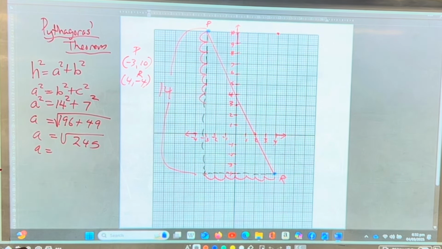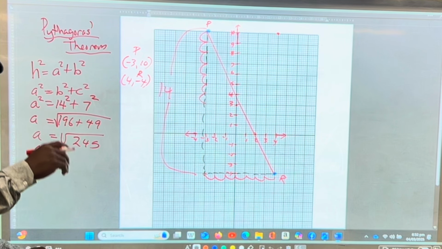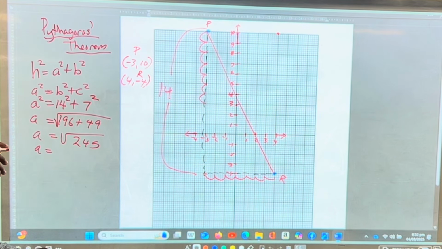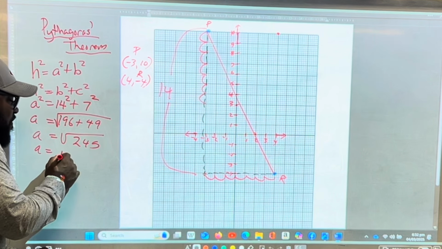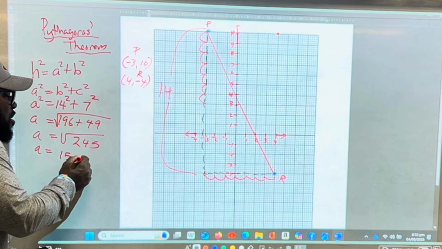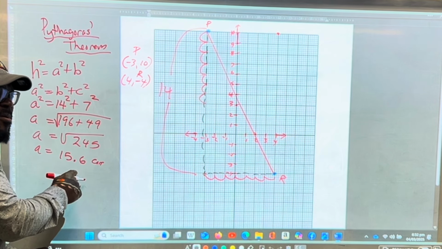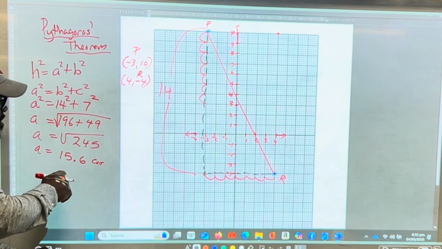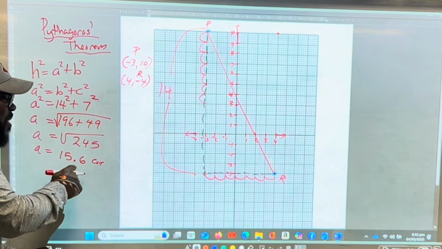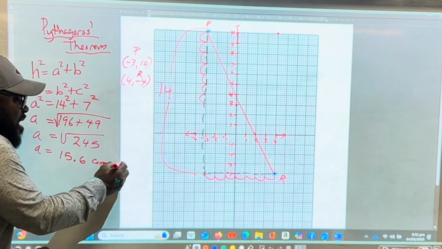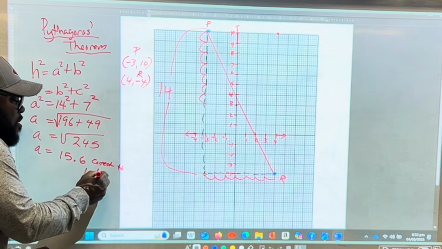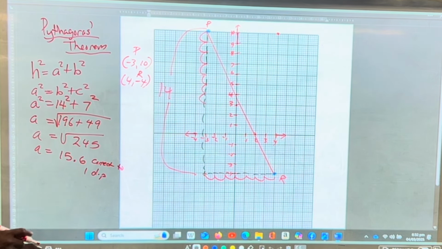Somebody please, Shakira, give me that. Shakira, give me the answer to 1 decimal place. 15.6, correct. 0.6 or 0.5? So 15.6, right? Correct.